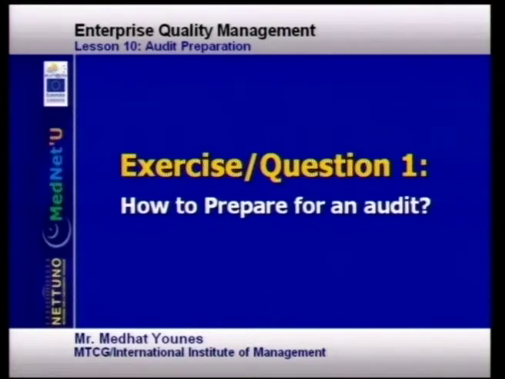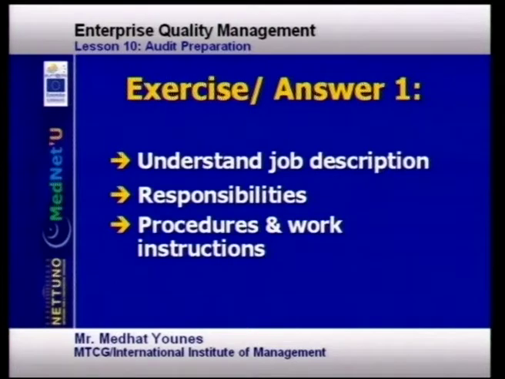Question 1. How to prepare for an audit. First, make sure that you understand the job description of an auditor as well as the person being audited. Know your responsibilities and your counterpart responsibilities. Read the local procedures and work instructions.